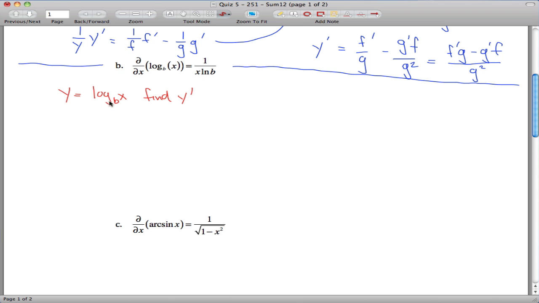So what we'll do is we'll try to get rid of this log base b of x. Since these things are equal, b to both sides of the equation are equal, but b to the log base b of x is just x.